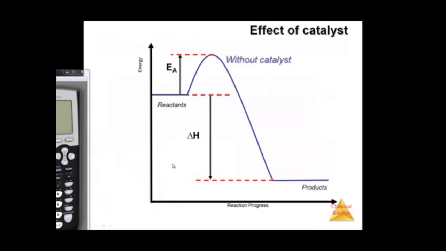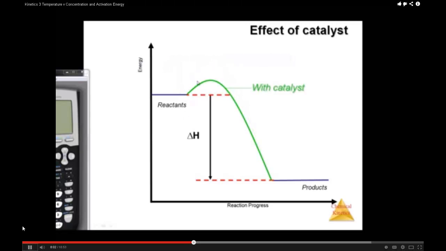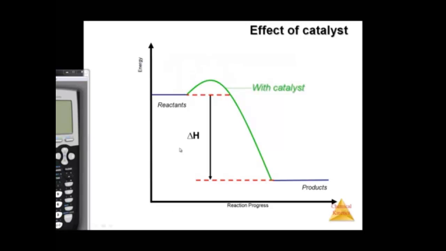So without some catalyst, it requires this much energy. If we have a catalyst, it's going to require some lower amount of energy. So what a catalyst does is it lowers the amount of activation energy. And the other interesting thing about a catalyst is you add it at the start of the reaction, and at the end of the reaction it's still there, unaltered.